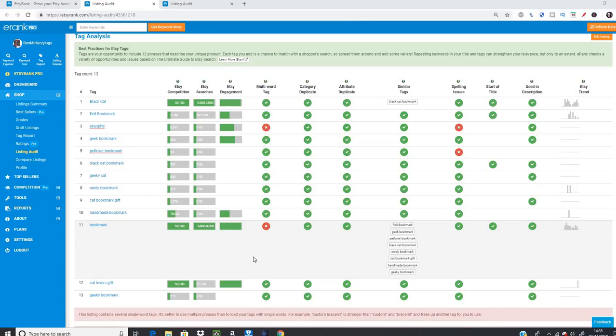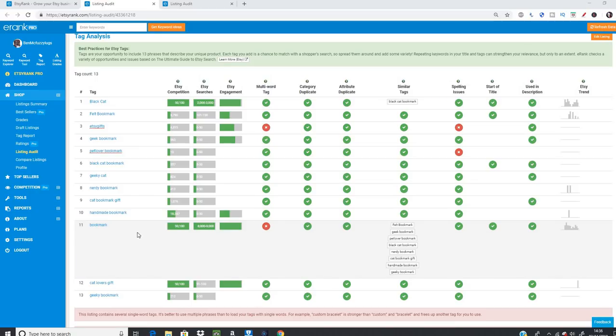So I'm leaving bookmark basically just to make sure I'm super telling Etsy that this is a bookmark. I want to rank for bookmark. Is it necessary? I'm not sure yet. This is something I've got to do more work on.